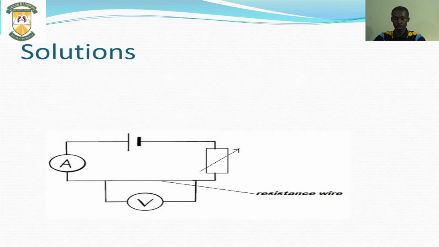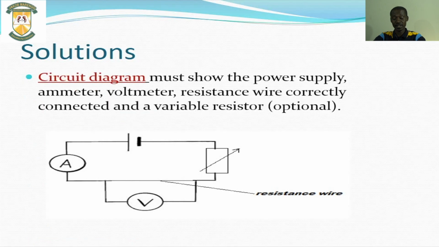The solution. First and foremost, you were supposed to draw a circuit diagram. As we are all aware, circuit diagrams must show all the circuit gadgets which are going to be part of the circuit. In our case, your circuit diagram was supposed to include the power supply, the ammeter, the voltmeter, the resistance wires, correctly connected, as well as the variable resistor. But with the variable resistor, it is optional to use it.